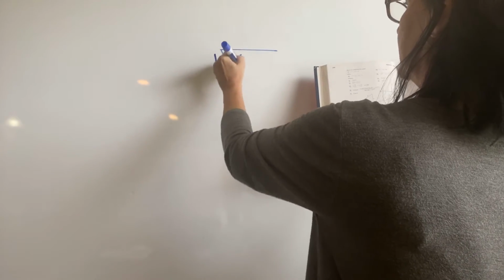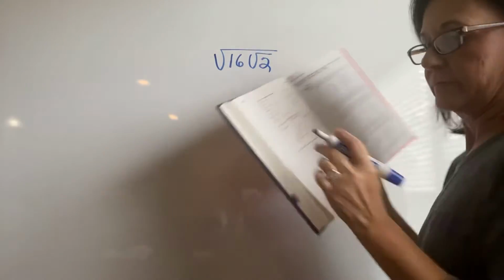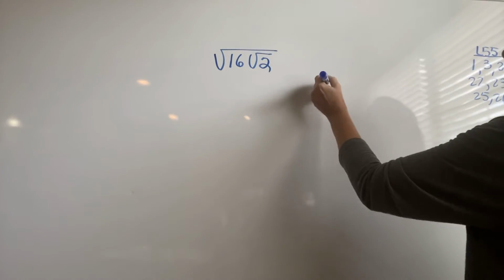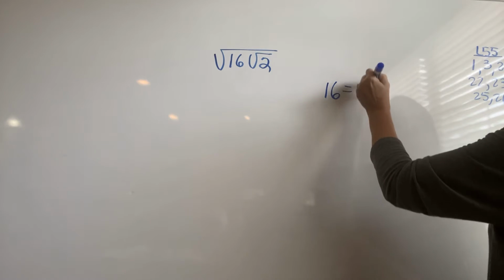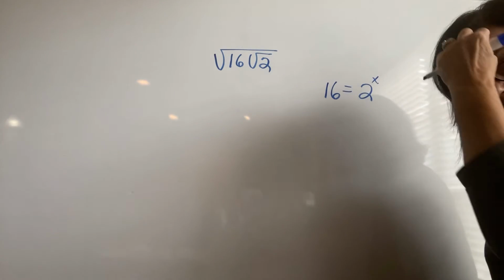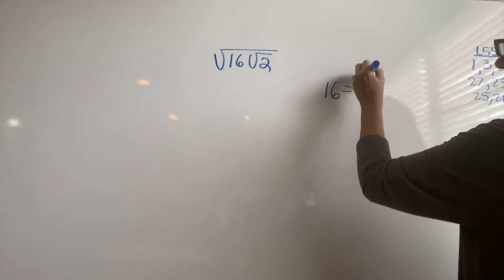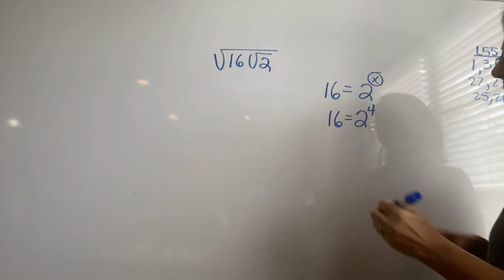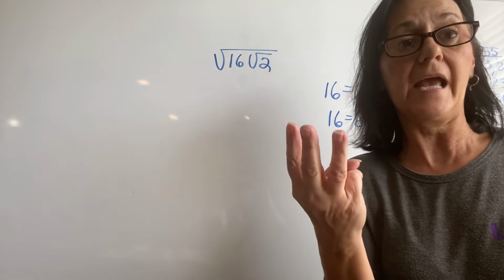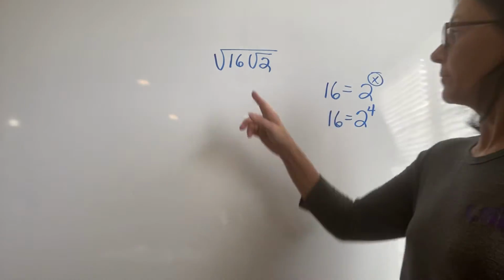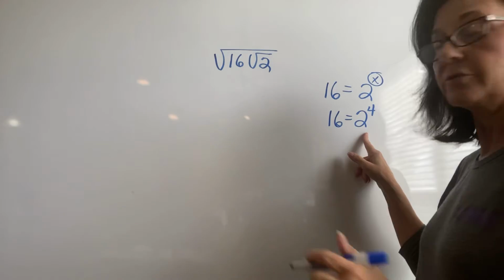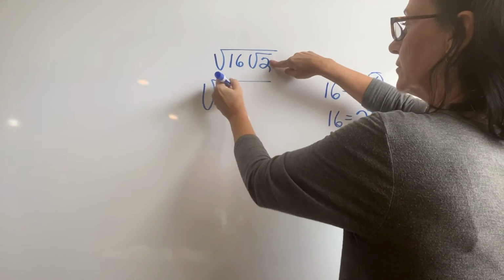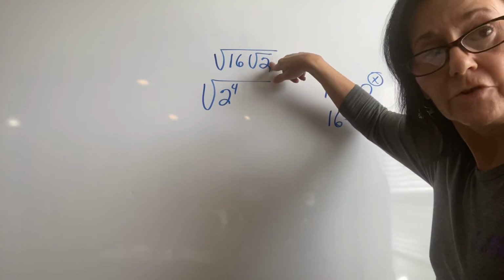square root of 16 square root of 2. We don't have a common base. If we can, we want to. Can I put 16 equals 2 to some power? Yes, 2 to the 4th power is 16. So 16 is the same thing as 2 to the 4th power. 2 times 2 is 4, 4 times 2 is 8, 8 times 2 is 16. So where 16 is, I'm going to substitute 2 to the 4th power. And so this is 2 to the 4th. This is the square root of 2, which is 2 to the 1/2.